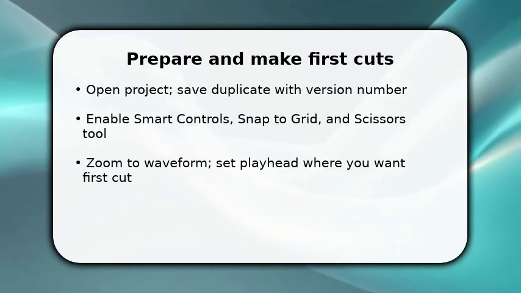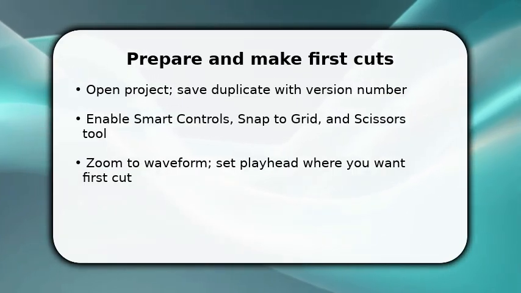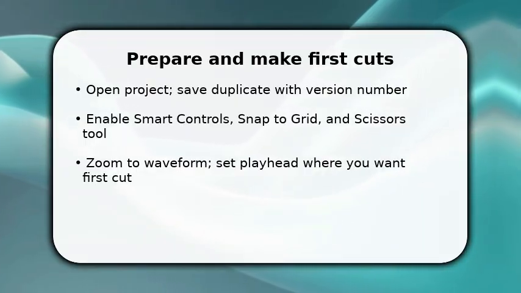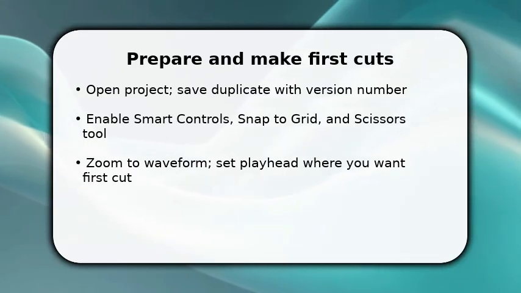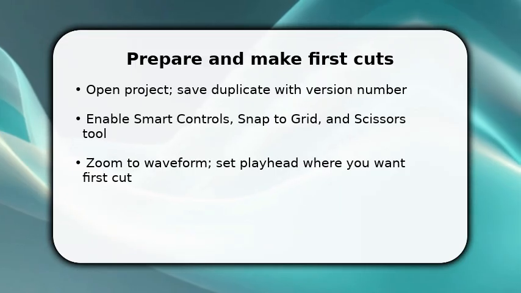You start by opening your save duplicate so edits are reversible. Use the scissors tool and set snap to grid to sample or beat value. This prevents micro-timing errors. Click where the playhead sits to make the first split, then press it to toggle mix/arrange views to confirm the region boundaries.